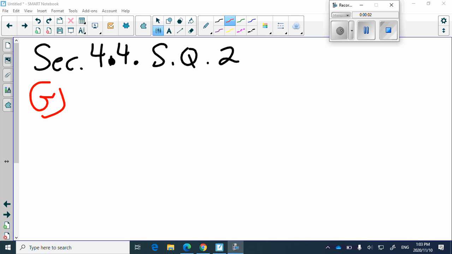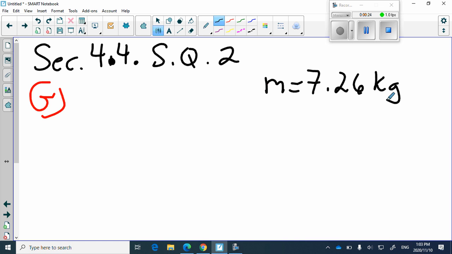Okay, kids, we're back. Section 4.4, section question 2. At the moment when a shot putter releases a 7.26 kilogram shot. So the shot is the ball that they're going to throw. That's what a shot putter throws. 7.26 kilograms. All right. The shot is 2 meters above the ground.